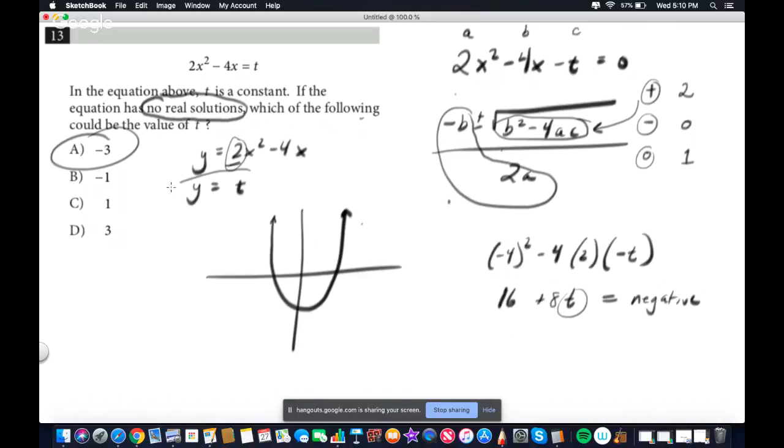My point is y equals t is a horizontal line, and we need it to be somewhere below the parabola, right? So, of course, the lowest value is going to be right, because if there were multiple values that work, it wouldn't be a good SAT question. Only one value can work, and this is the lowest one. So if there's at least one thing below this parabola, it's the lowest value for our horizontal line y equals t. All right, that's the first question.